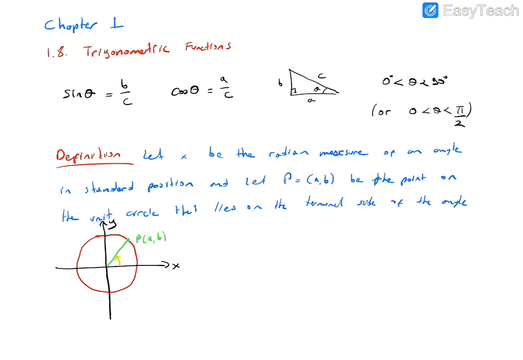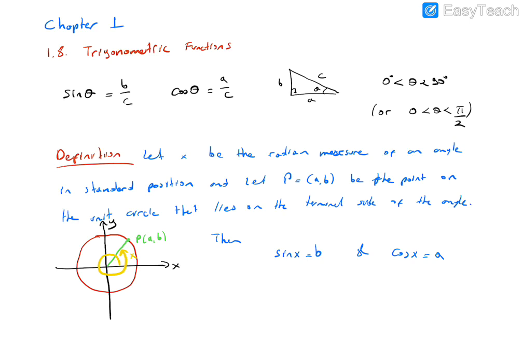This is theta. But theta can be bigger than pi over 2. So theta can be described this way. Also, this is also theta. Sorry, x, not theta. We use x for the angle. Then sine x equals b and cosine x equals a.